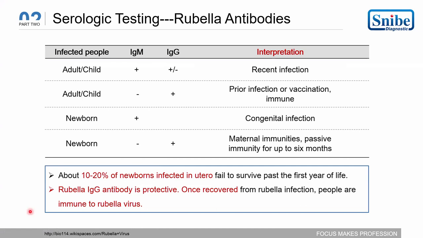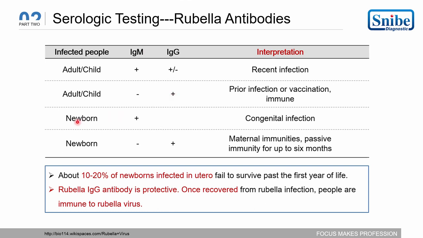If we talk about the serological testing of rubella antibodies and interpretation, if the person is an adult or a child, IgM positive and IgG positive or maybe negative, it is a recent infection. If an adult or child has IgM negative and IgG positive, it shows prior infection or vaccination immunity. In this case, if the IgG is positive, you have to ask the patient about the vaccination history. If they were vaccinated, this immunity is developed due to the vaccination.